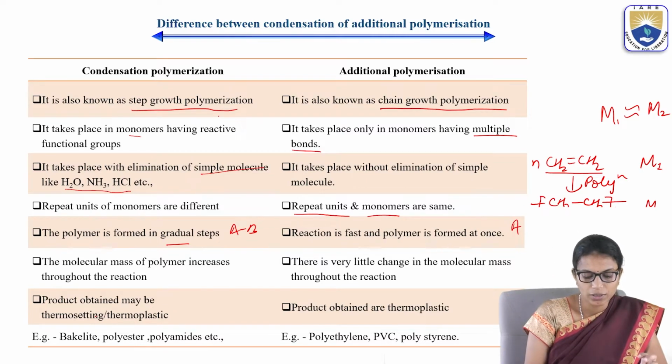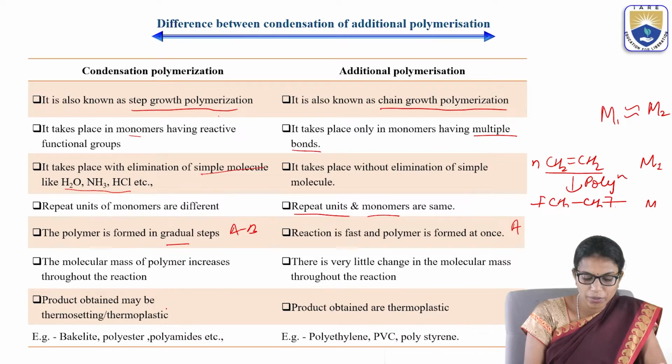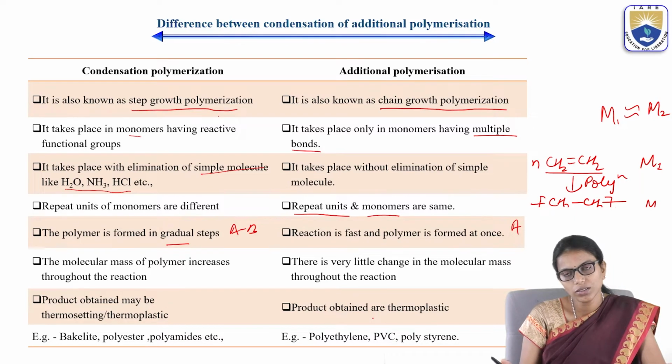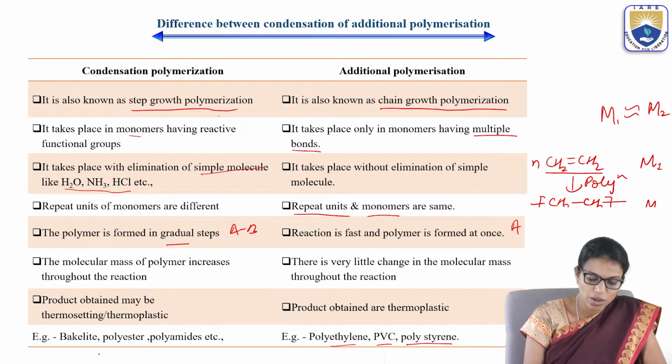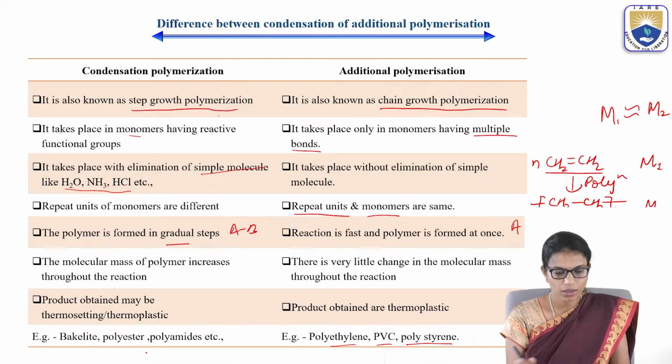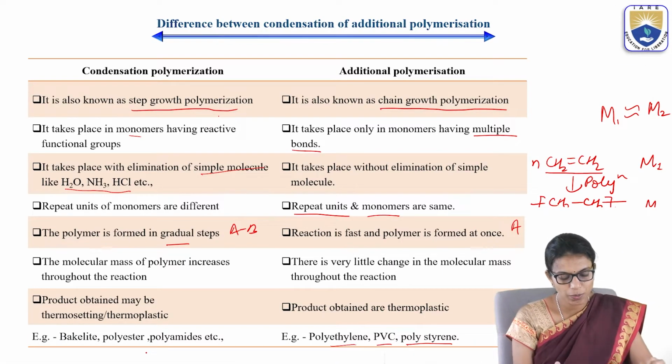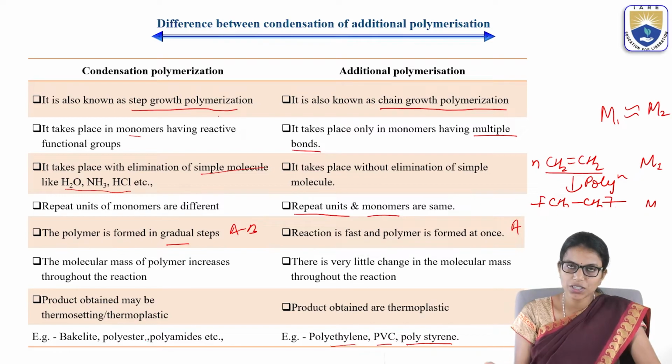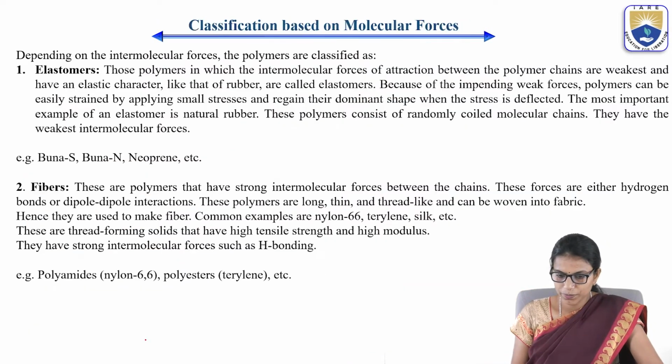Product obtained: the product obtained may be thermosetting or thermoplastic. Here the products obtained are thermoplastic, for example polyethylene, polyvinyl chloride, polystyrene. And this is the example of bakelite polymers. The examples of condensation polymers are bakelite, polyester, polyamide, etc.